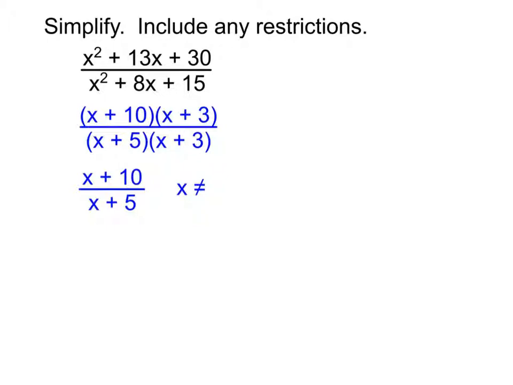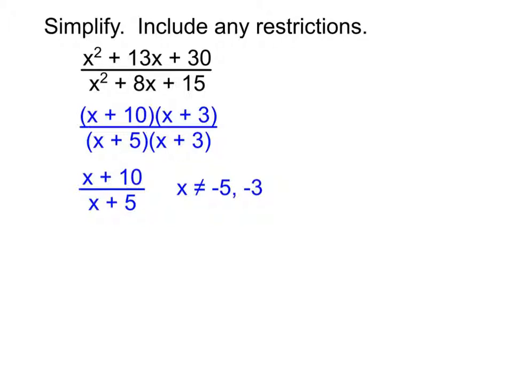Remember, a restriction is anything that would ever make the denominator equal 0. So like looking right here, what could I plug in for x that would make that equal 0? Negative 5. Because we're basically saying x plus 5 equals 0, subtract 5 from both sides. So x cannot equal negative 5. But again, it's anything that would ever make the denominator equal 0. If we look up a step, we had that x plus 3 in the denominator too. What could I plug into that parenthesis that would make that equal 0? Negative 3.